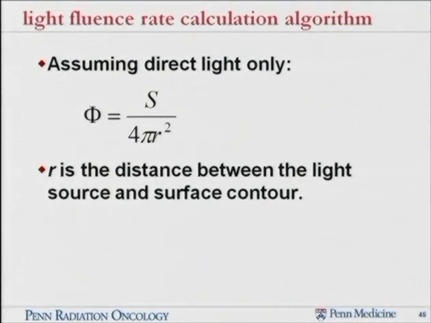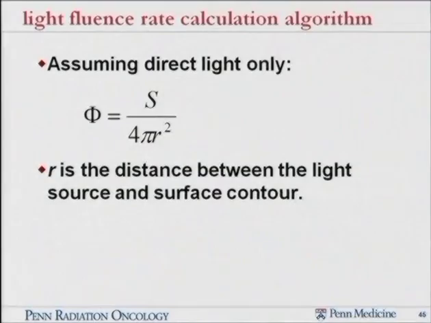And the simplest model is assuming you have a direct light, which is very easy to calculate. All we need to know is the source power and divide by 4 pi r squared. R squared is the distance between the source itself, which we know perfectly well, and the surface area where we want to treat, where we do the calculation.